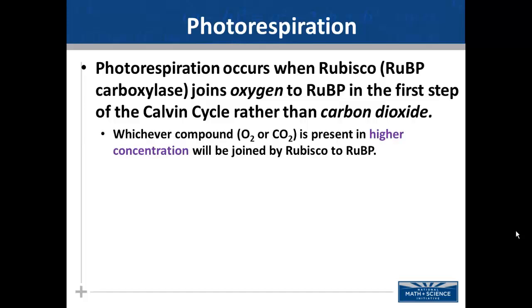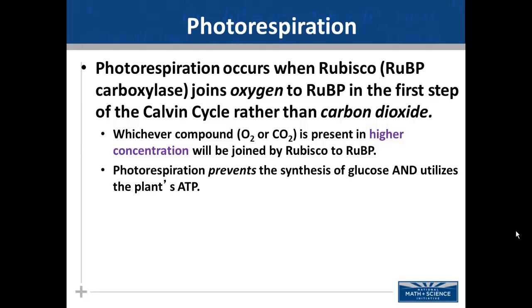What decides which one is joined is whichever one there's more of. So this is just simple majority rule. If there's more oxygen, oxygen will be joined to RUBP by Rubisco. If there's more carbon dioxide, carbon dioxide will be joined to RUBP by Rubisco.